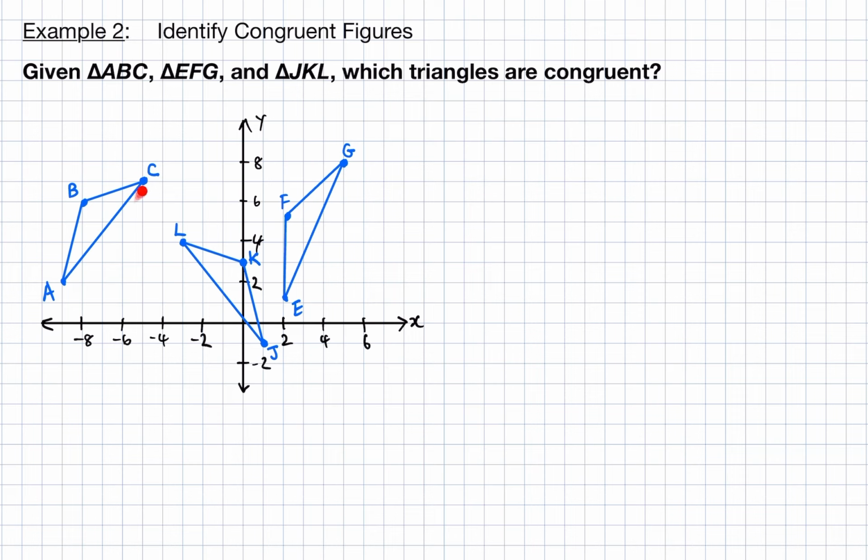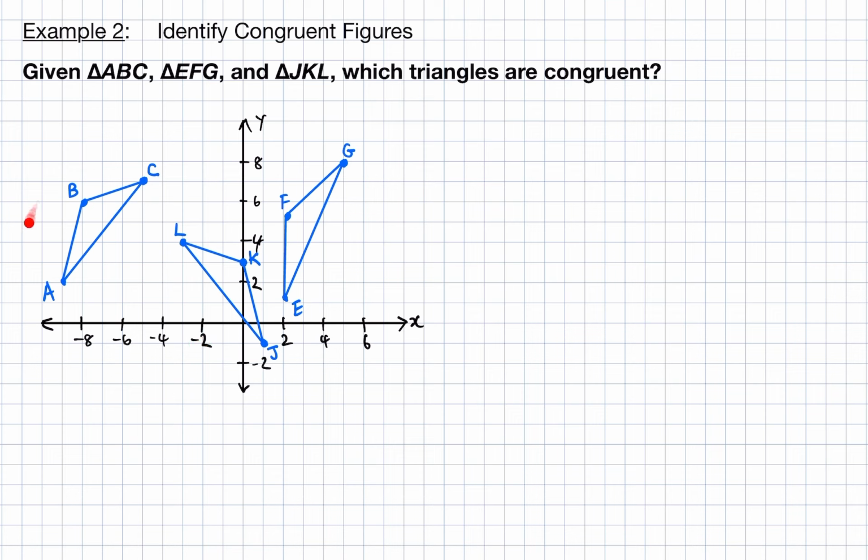To go from A to C, will we have the same effect as if we go from J to L? Well, to go from A to C, we go 1, 2, 3, 4 over, and then up 1, 2, 3, 4, 5. Going from J to L, we go over 1, 2, 3, 4, and then up 1, 2, 3, 4, 5.